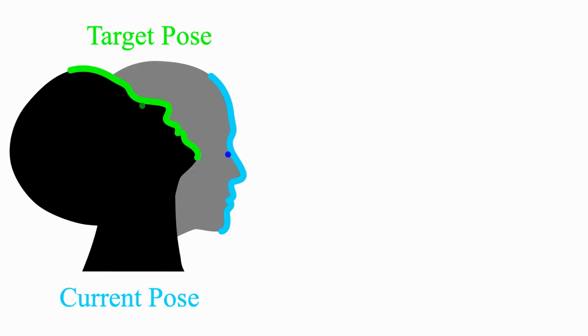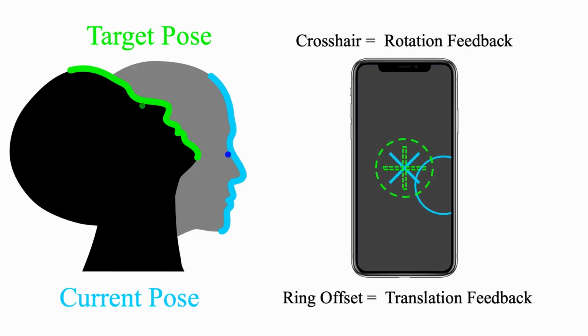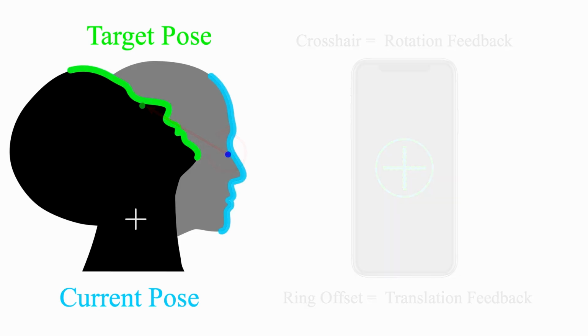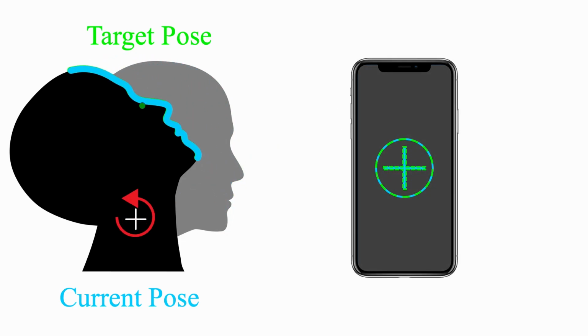But notice that this decomposition depends heavily on our choice of coordinate system. If we place our origin at the center of our observed geometry, then a simple tilt of the head turns into a tilt followed by a substantial translation. And based on this feedback, a user would erroneously conclude that they need to move their entire body. To correctly infer that they only need to rotate their head, we must align the origin we use when factoring our transformation with the head's natural center of rotation, which sits in the neck, far from the geometry our device can actually see. When we correctly identify this natural center of rotation, our guidance aligns with the user's intuitive head movement without any translation.